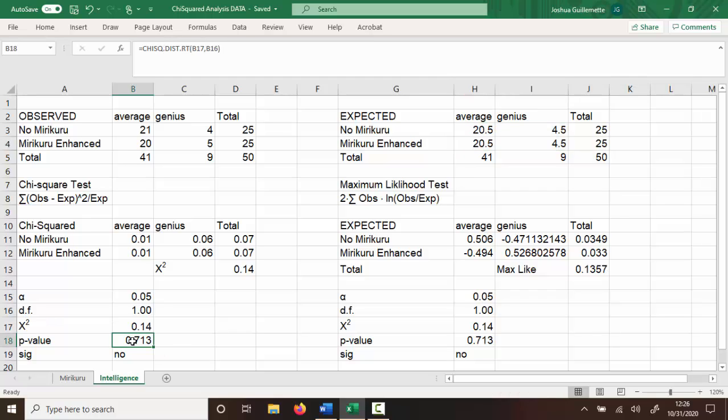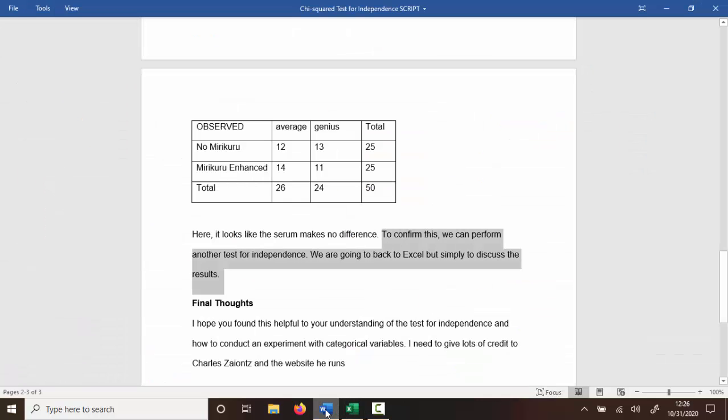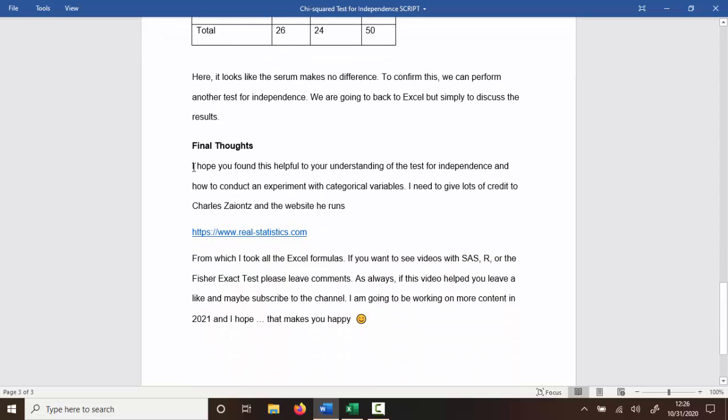And here we actually get 0.713 and 0.713 and still no significance, right? So even if we had a more average to genius spread, we would still expect this. Now this 4 could be problematic because these expected cells being less than 5, we might need to do Fisher's exact test. But again, I'm not doing that today.